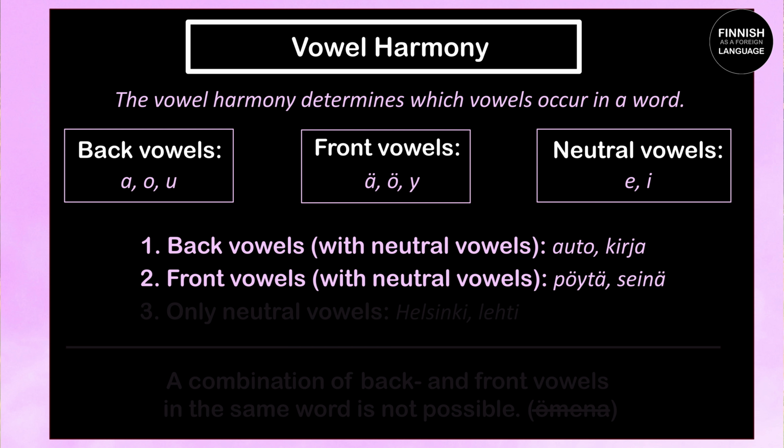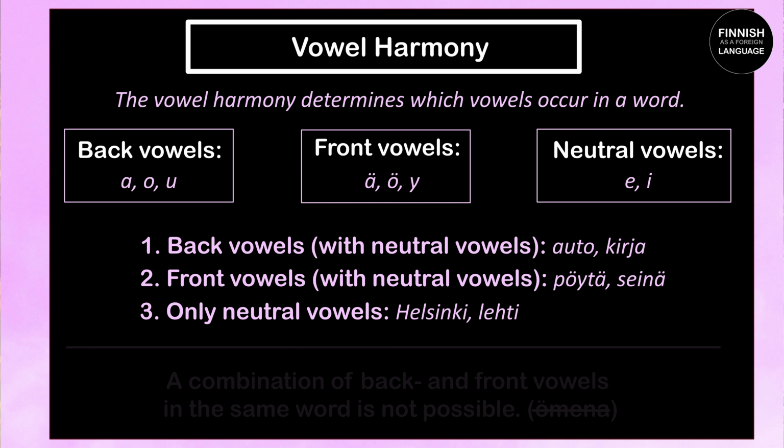The same goes with front vowels. A word can either consist only of front vowels or of front vowels plus neutral vowels. Here are two examples. Pöytä, which means table. This one consists only of front vowels, which are here ö, y, and ä. And then our second example is seinä, which means wall, and this one consists of neutral vowels, which are here e and i, plus a front vowel, which is here ä.